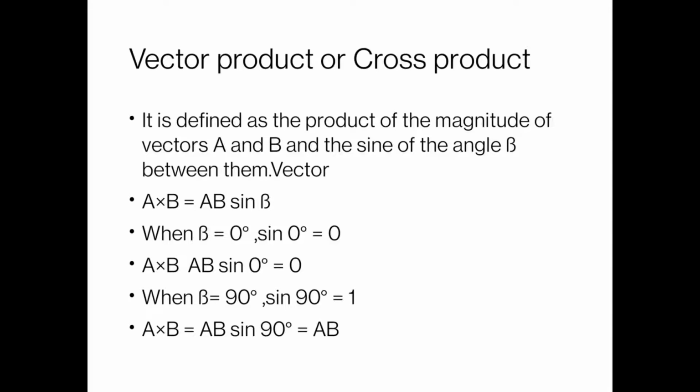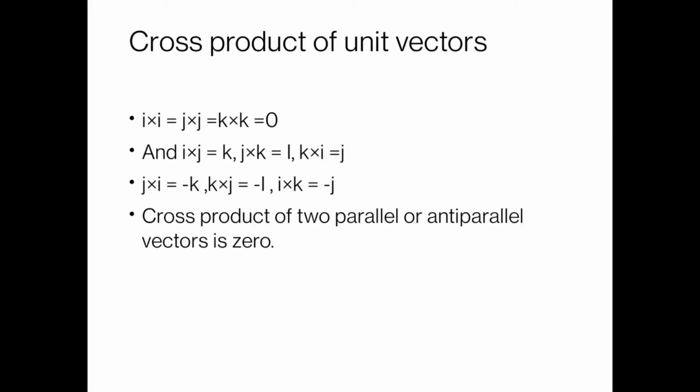When beta is equal to 0 degrees, here again we have two or three conditions. When beta is equal to 0 degrees, we know that sine of 0 is equal to 0, and A cross B is equal to AB sine 0, which is equal to 0. But when beta is equal to 90 degrees, as we know from trigonometry, sine 90 is equal to 1. So A cross B is equal to AB sine 90 degrees, which is equal to AB, which is the maximum value for the cross product.